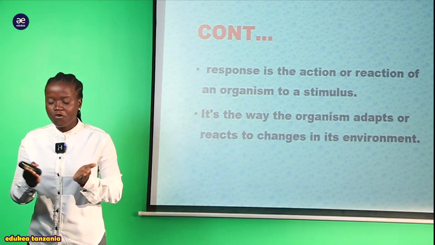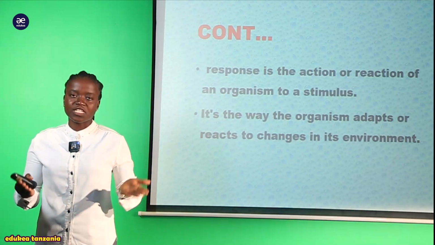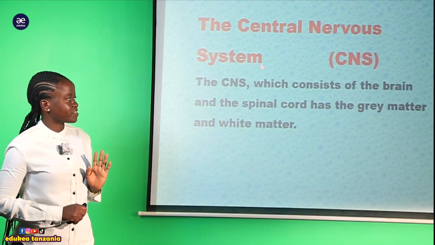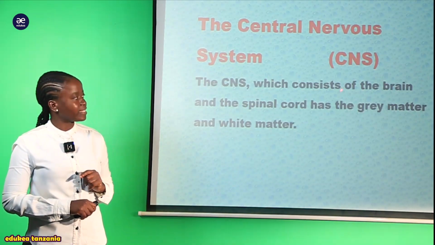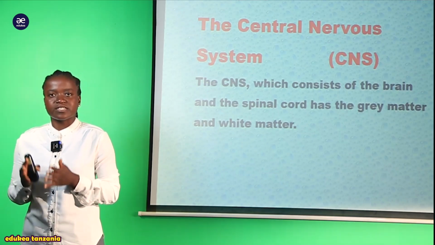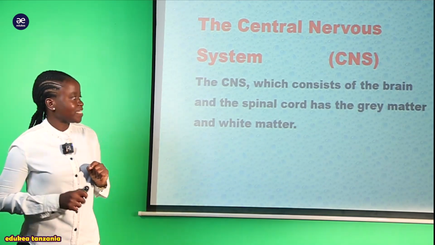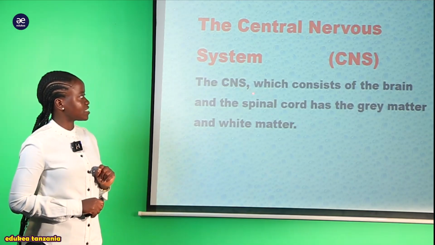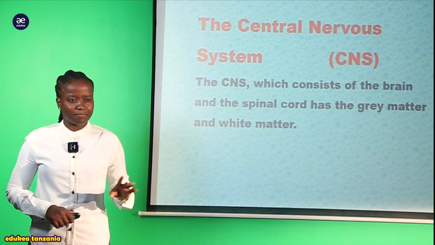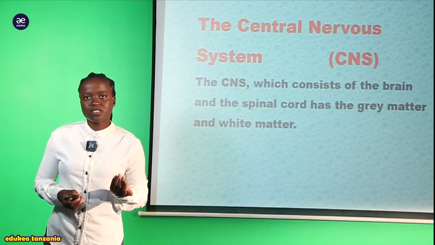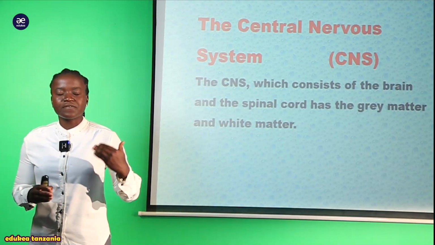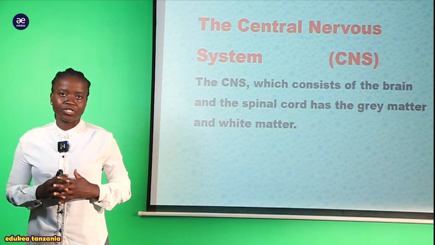So now we can move on to our intended subtopic that we need to understand in this session, and this is the central nervous system. It is abbreviated CNS, meaning central nervous system. So here, my students, we are saying that the central nervous system, which consists of the brain and the spinal cord, has gray matter and white matter. So tunasema tukiongelea central nervous system, my students, here we include the brain together with the spinal cord.